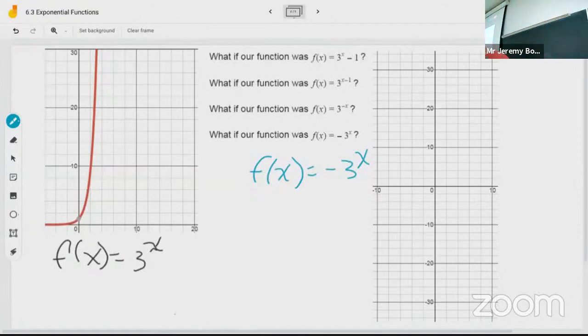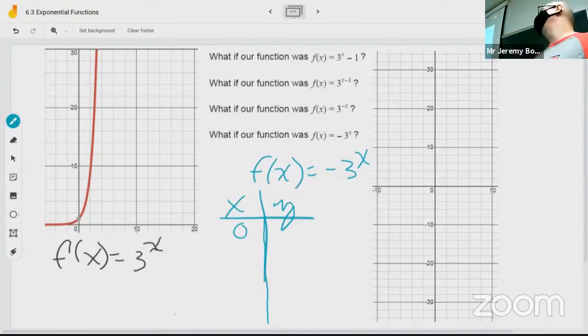Anybody have a guess of what's going to happen there? Don't feel bad if you don't, because this is tough. We'll throw some points out and see what it's going to be, but anybody have a guess? All right, well, let's see. Let's do some points and see if we can figure it out. So let's do x, let's do y. Let's start with 0. So if we raise negative 3 to the 0, it's going to be what?